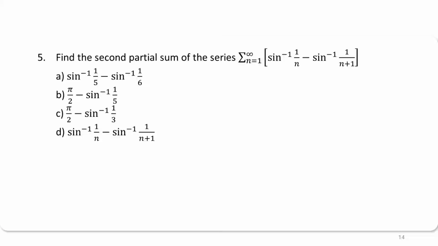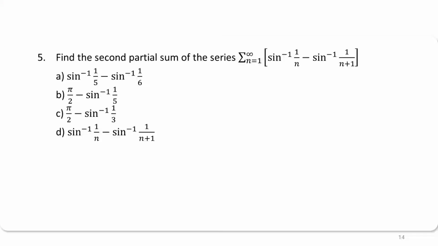The first partial sum means S1, and S1 is equal to U1. But the question asks us to find the second partial sum of the series, which means S2 is equal to U1 plus U2. Substituting the values, U1 is pi by 2 minus sine inverse of 1 by 2, and U2 is sine inverse of 1 by 2 minus sine inverse of 1 by 3. The sine inverse of 1 by 2 terms cancel. The remaining value, pi by 2 minus sine inverse of 1 by 3, is the second partial sum of the series.